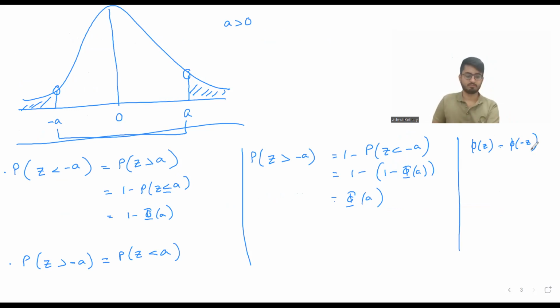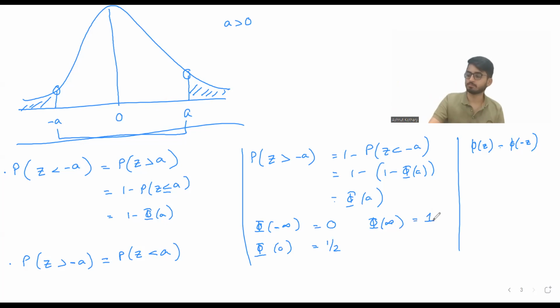And along with this, a few very basic properties. If I write capital phi of minus infinity, this is nothing but probability Z less than minus infinity. Is there any value left of minus infinity? No. This is nothing but 0. Similarly, phi of 0, 0 is nothing but the median, so this will be half. And phi of infinity, probability Z is less than or equal to infinity, covers the entire area. So this must be nothing but 1. I can take this down as well.